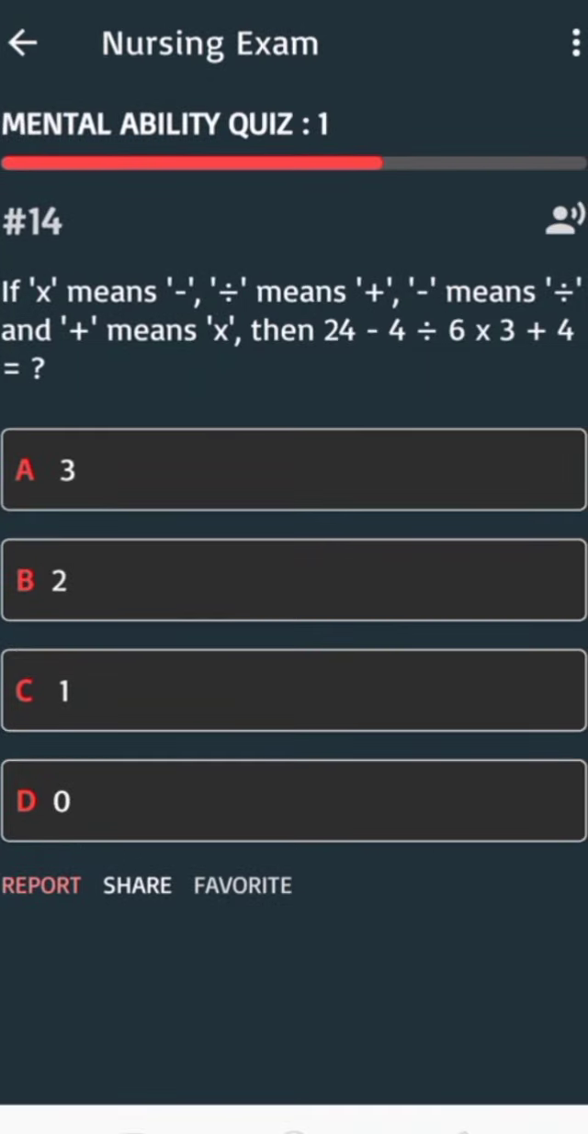If in hash 039, x in hash 039, means in hash 039, and hash 039, and hash 039, and divide, and hash 039, means in hash 039, plus in hash 039, and hash 039, and hash 039, means in hash 039, and divide, and hash 039, and in hash 039, plus in hash 039, means in hash 039, x in hash 039, then 24 to 4 and divide. 6x 3 plus 4 equals 3, b, 2, c, 1, d, 0.